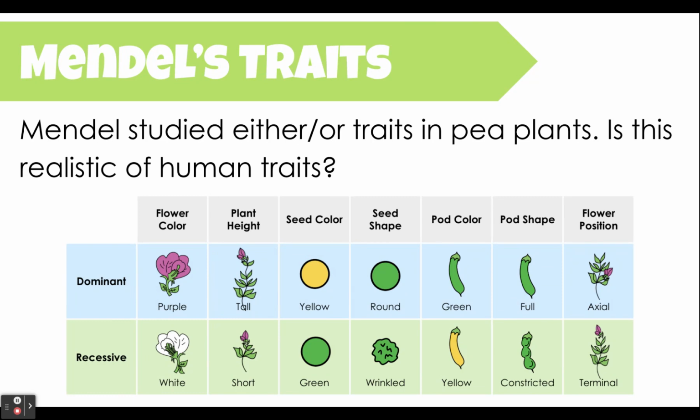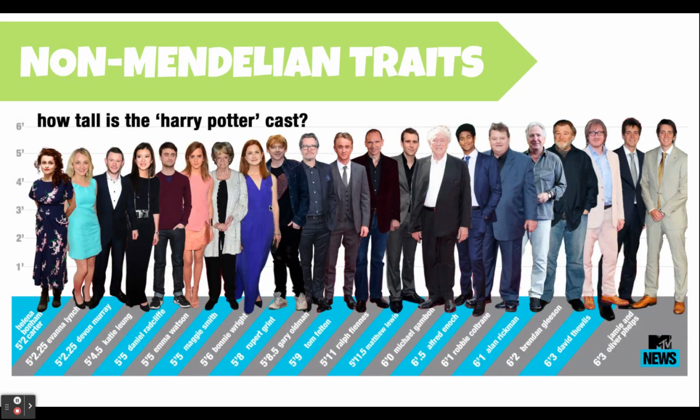And the question is, is this really realistic for human traits? Are we only one version of a trait or the other? And realistically, that is not what we see in human traits. They're much more complex than that. So a trait like height, we would say, is non-Mendelian. So looking at this little infographic here of the height of the individuals in the Harry Potter movies, we see that it's not just tall or short. It's more of a spectrum.